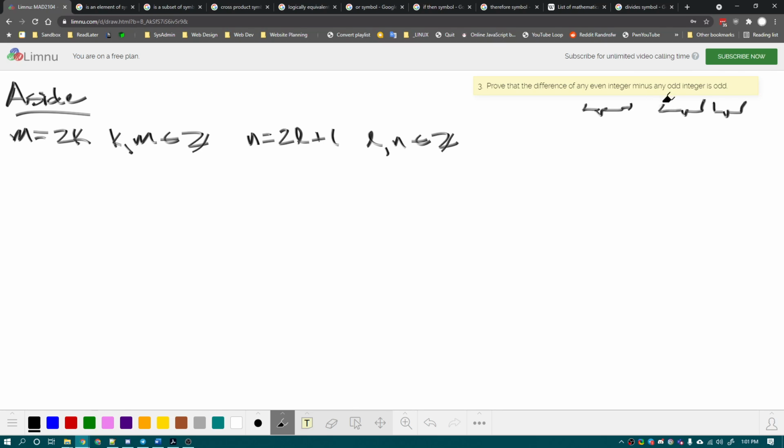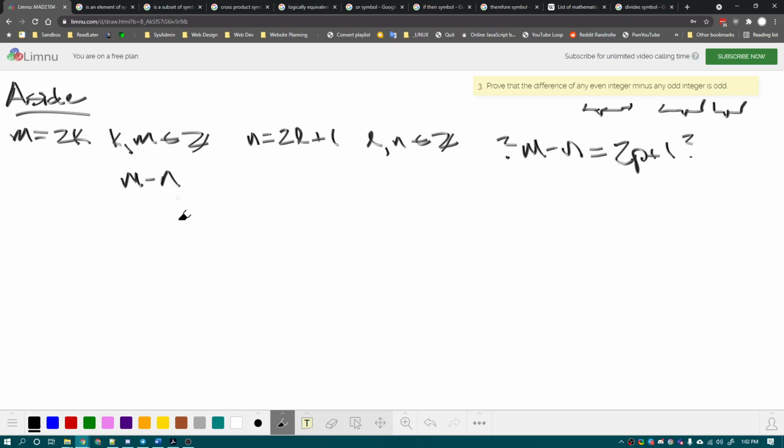And I'm asking if the difference, i.e. m minus n, is odd. Well, again, I'm just going to set this equal to whatever, I'll use p. So 2p plus 1. This is what I'm questioning. So all I'm going to do is plug in my value for m, plug in my value for n, and see if I can get this form 2p plus 1.